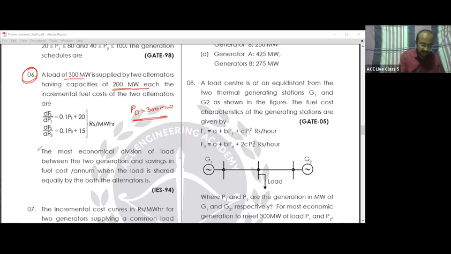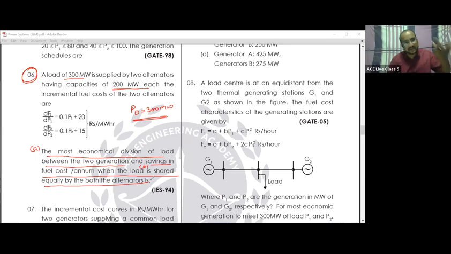What is being asked? Here there are two questions. The first question is the most economical division of load between two generators. The second question is the saving in rupees, that is fuel cost per annum, when the load is shared equally between the alternators. So compare economic sharing with equal sharing, and calculate the saving in cost. Now take a screenshot of this problem number 6 and let us try to solve it.